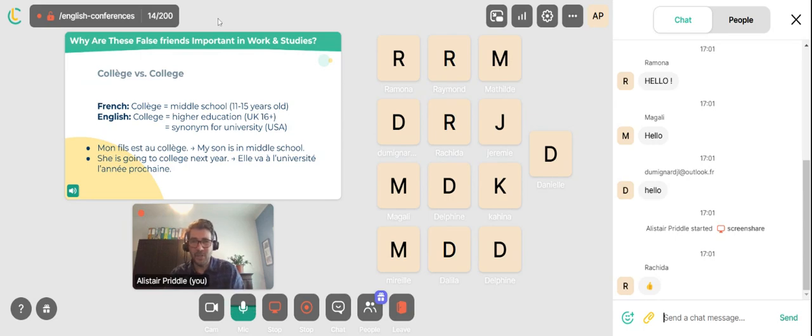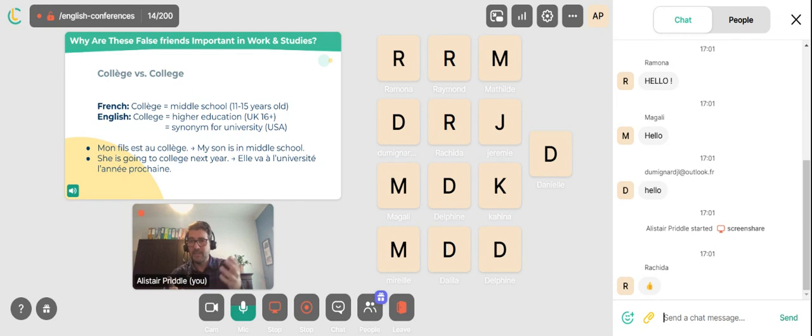Okay, here's another two. We've got collège versus college. French, collège, middle school, 11 to 15 years old. However, in English, college is higher education. In the UK, it's 16 plus. However, in the USA, college is a synonym for university.